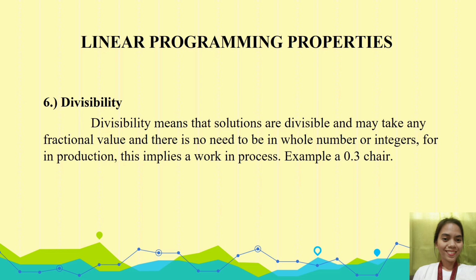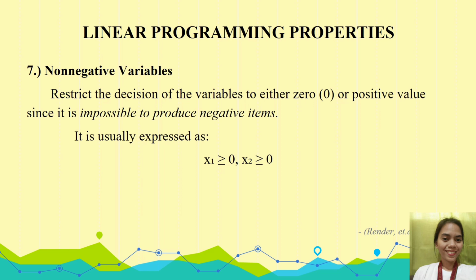And lastly, the seventh linear programming property is non-negative variables, or the non-negativity constraint. This restricts the decision variables to either 0 or positive, since it is impossible to produce negative items. For example, we cannot produce a negative number of tables, mugs, and pants. It is usually expressed as x sub 1 is greater than or equal to 0, and x sub 2 is greater than or equal to 0, where x sub 1 and x sub 2 are the two decision variables.